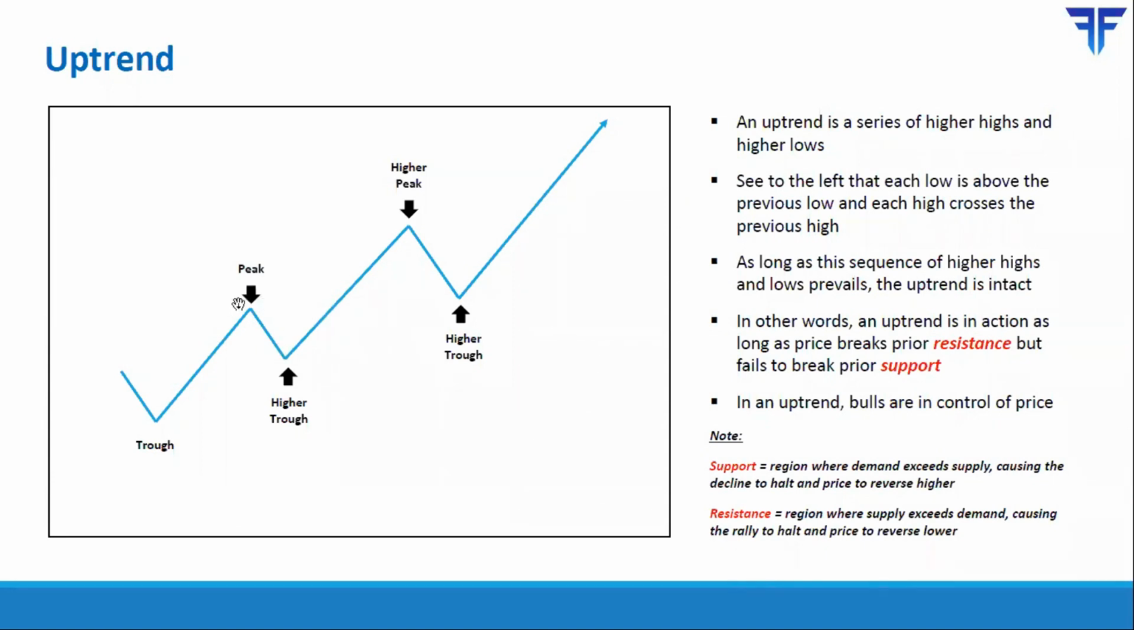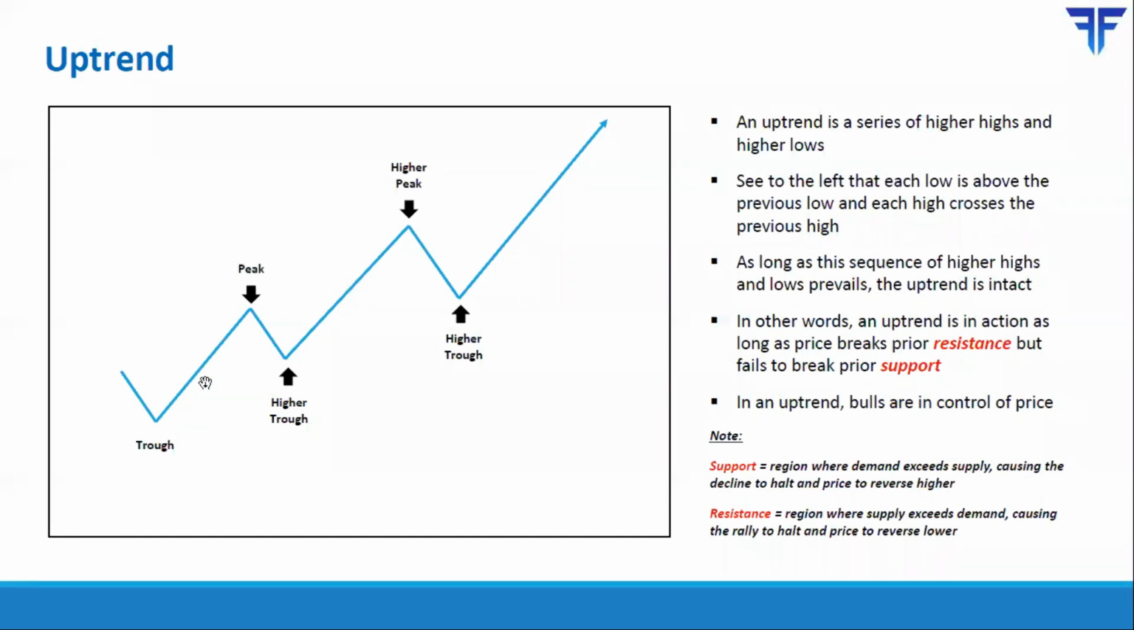However, if a resistance is broken, then it indicates that demand at that particular price level was very strong and it exceeded the supply, because of which the resistance is broken. Once the resistance breaks, price is expected to continue higher. So a break above resistance is a bullish sign. It signals that price is likely to continue higher.